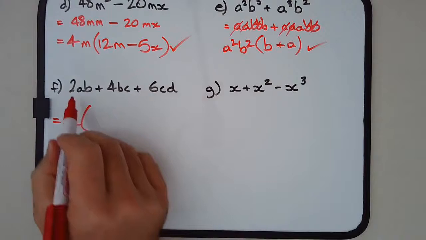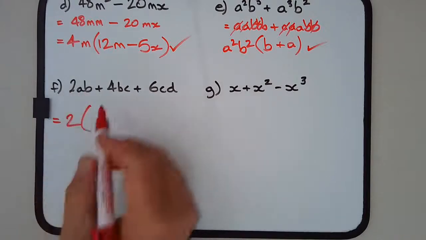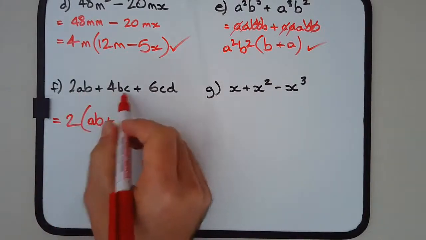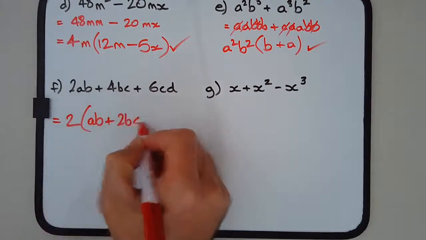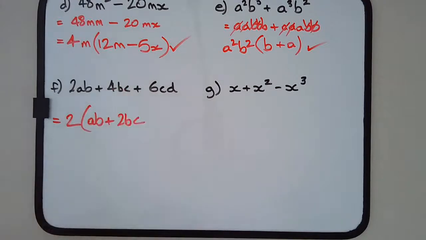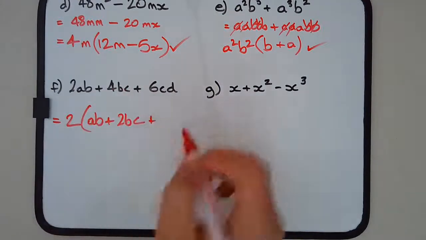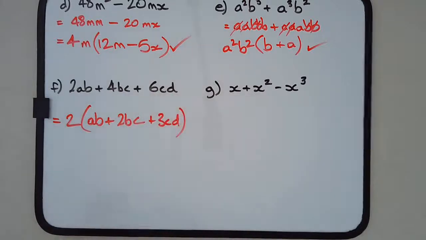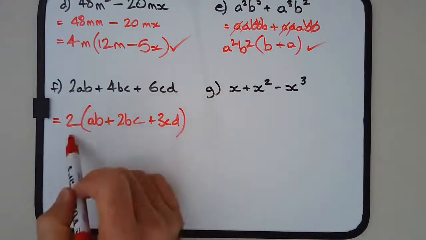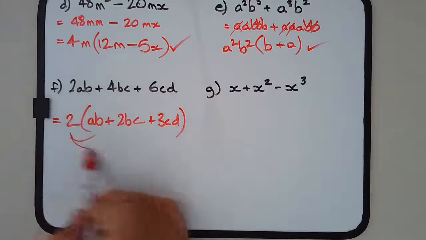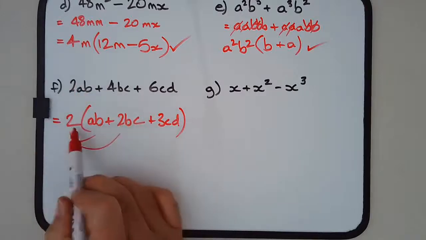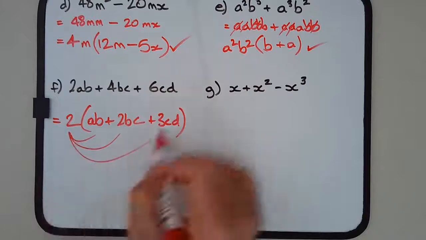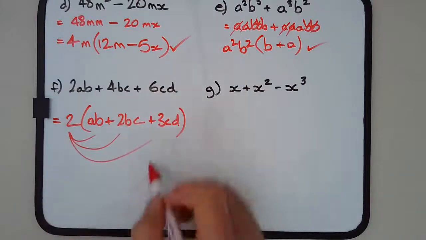So what does that leave behind? 2AB divided by 2 gives you AB. 4BC divided by 2 is just 2BC. When you're dividing by 2, you're just halving it. That's all you do. It's a good way to think of it, actually. 6CD divided by 2 is 3CD. Again, you can expand it. 2 times AB is 2AB. 2 times 2BC is 4BC. And 2 times 3CD is 6CD. Happy? All right, I think we're happy with that.